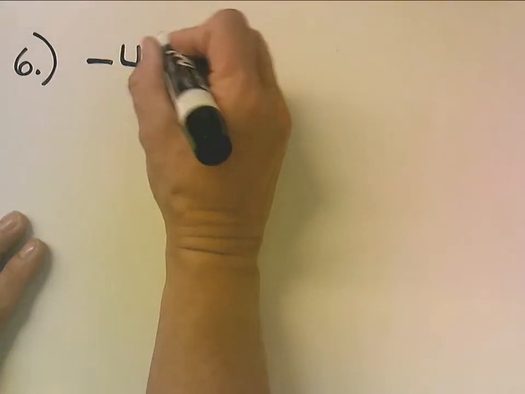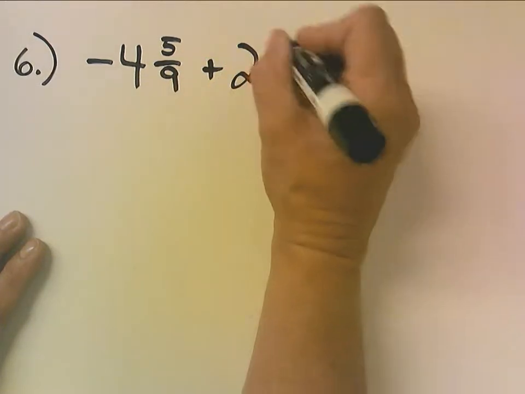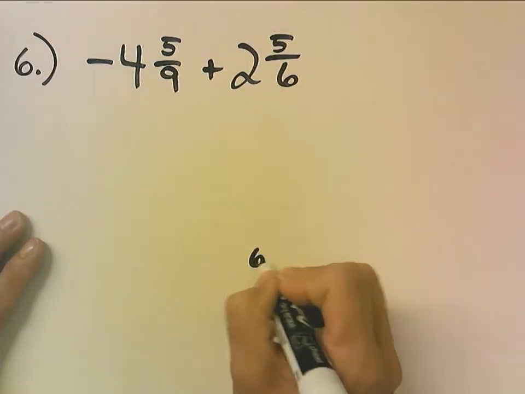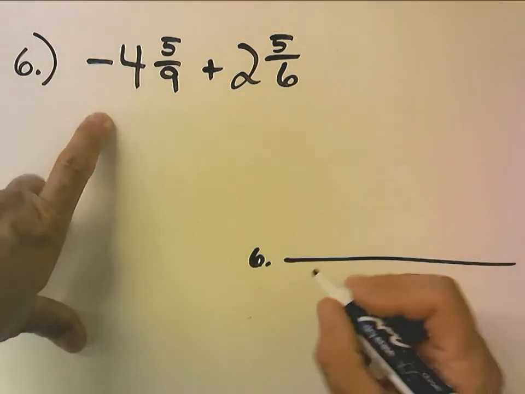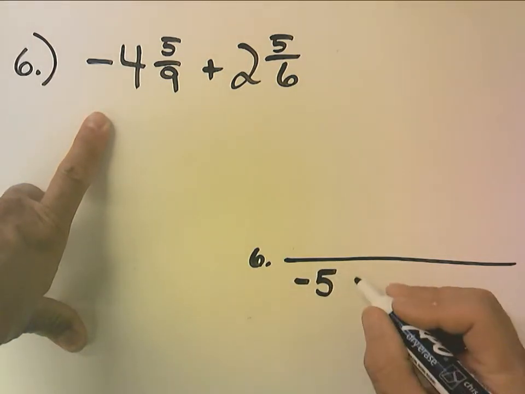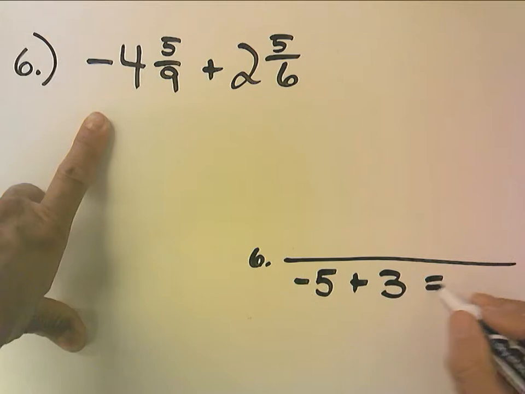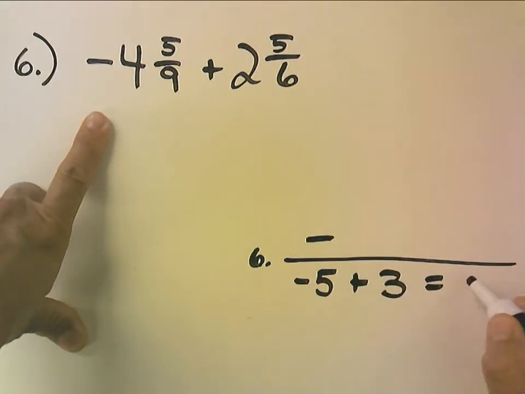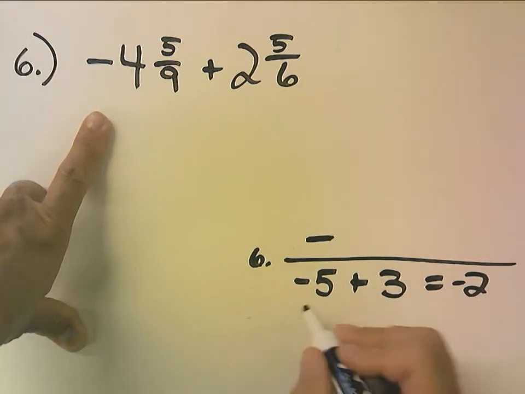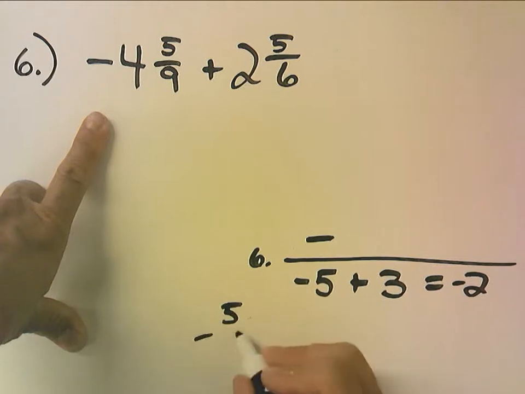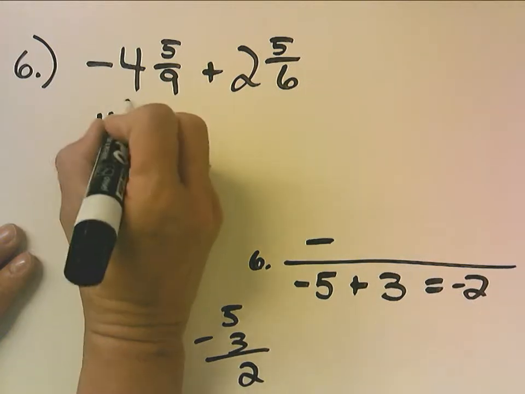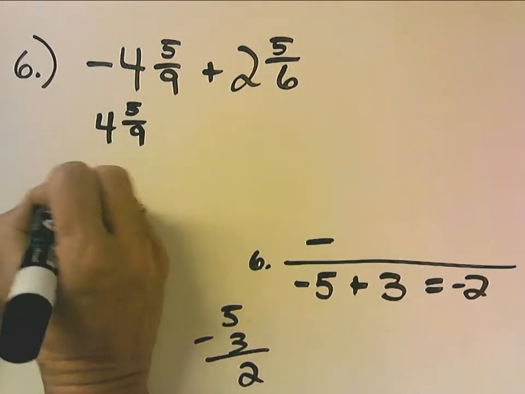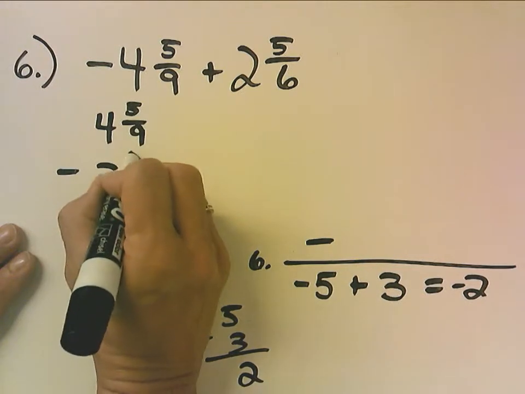Now, I have negative 4 and 5/9 plus 2 and 5/6. First thing I do is figure out the sign and put it on the line. I'm going to estimate negative 5 plus 3. My answer is definitely a negative, and I think it's negative 2, because the difference between a 5 and a 3 is 2, so I do 5 minus 3 is 2, because the negatives would win by 2. So that means I start with 4 and 5/9, and I subtract 2 and 5/6.